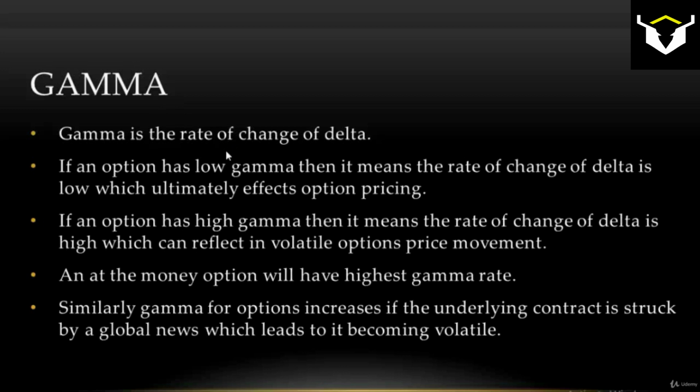The option experiences an increased delta value of 0.2. So delta increased from 0.8 to 1, which means the gamma is 0.2. So gamma is basically the speed at which delta will change. If an option has low gamma, then the rate of change of delta is low, which ultimately affects options pricing. If an option has high gamma, then the rate of change of delta is high, which can reflect in volatile options price movement.